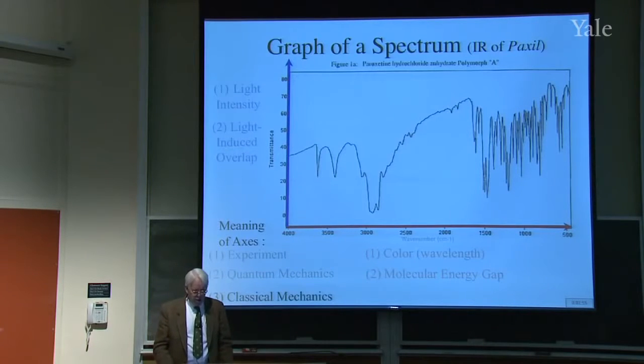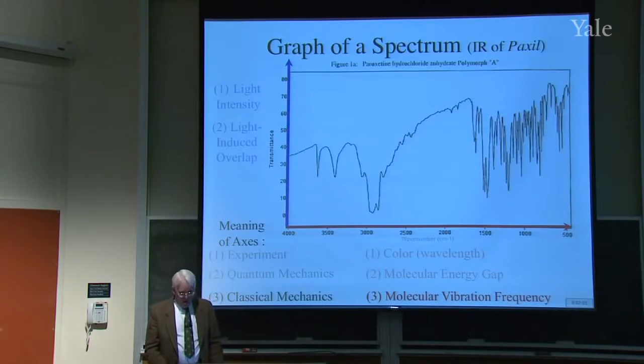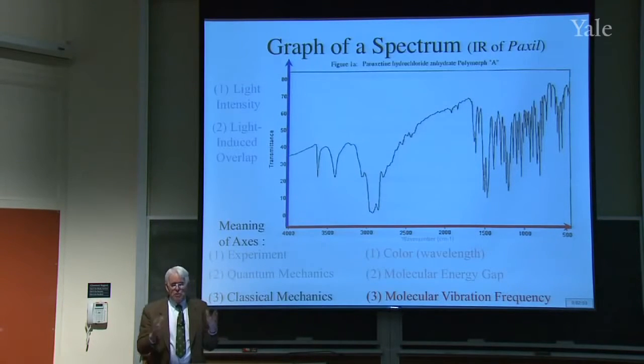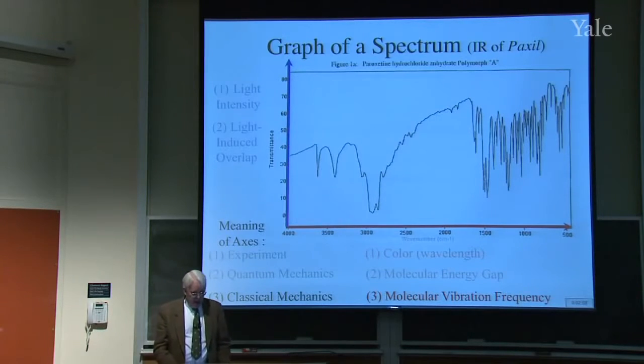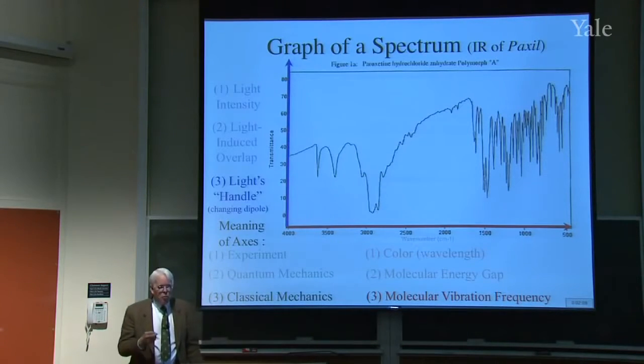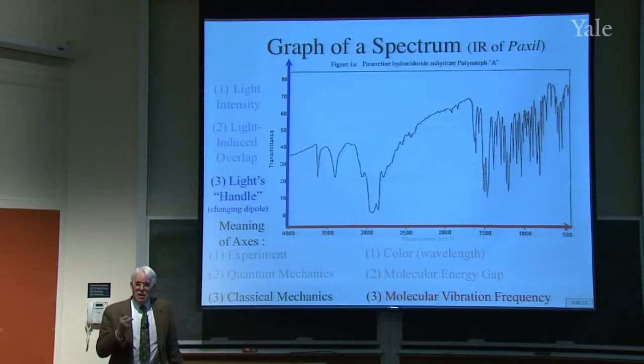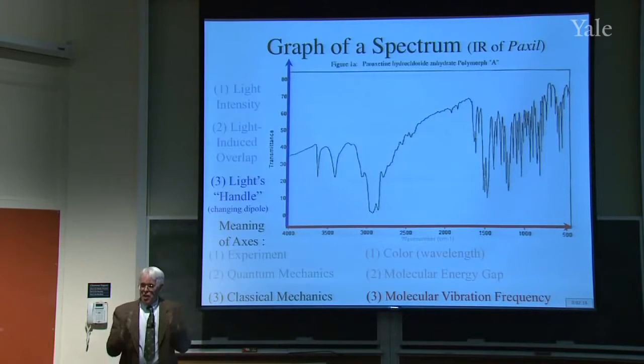Or you can look at it in terms of classical mechanics, which is the way we usually talk about infrared spectroscopy, where the horizontal axis is some actual vibration frequency of the atoms in a molecule, right? And the vertical axis is how much handle the light has on that particular vibration.